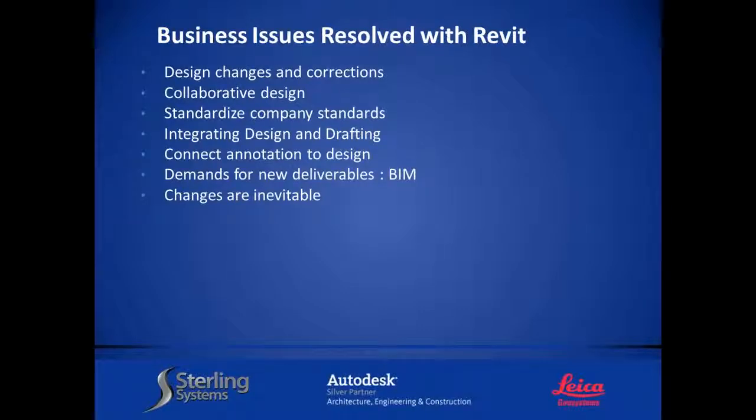Now, some of the business issues resolved with Revit: design changes and corrections. When we make those changes in one location, we can be assured that they're going to be reflected throughout the entire project. The next is collaborative design. We're able to work seamlessly in one file through something we call work sharing. We're not going to get heavy into work sharing in this presentation, but it is an important tool in allowing all of our staff to work on one file as opposed to having to read only and copy multiple files into one location. We're also able to standardize our company standards very easily.